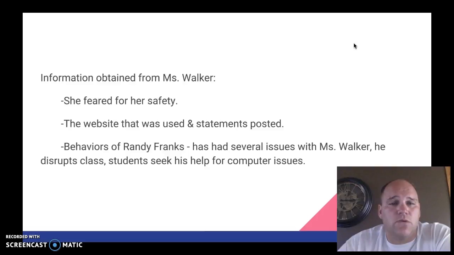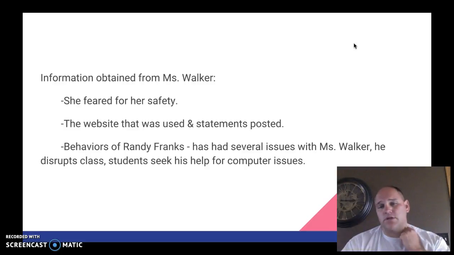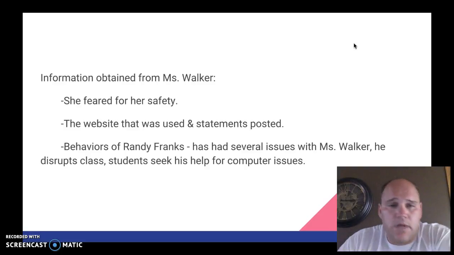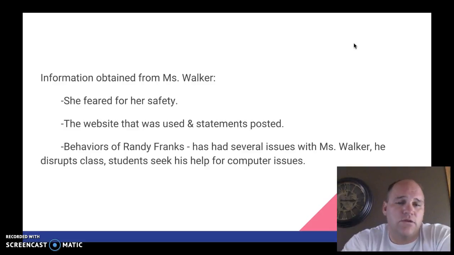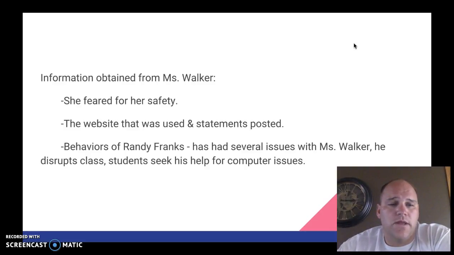Information that was obtained from Miss Walker is that she feared for her safety, and that she would be returning to her parents' house. She also provided the website and the statements that were posted to the principal, and suggested that a student named Randy Franks had several issues with Miss Walker, and that he often disrupts class, and that he is known for his computer savviness, and she thinks he was behind it.